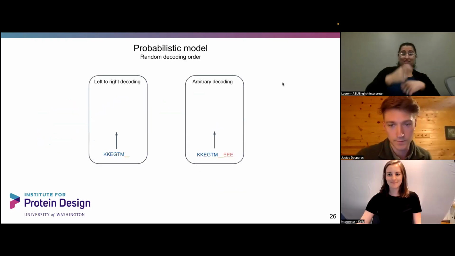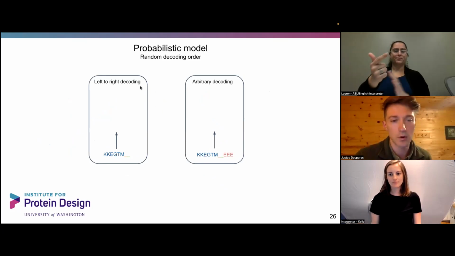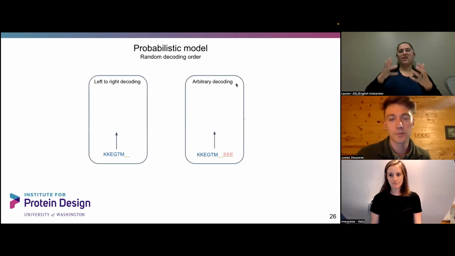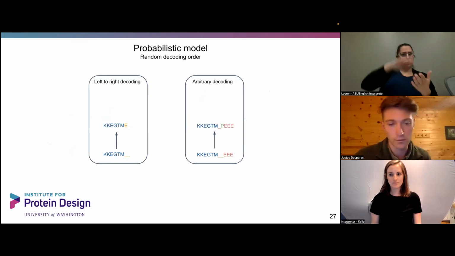So just comparing this to left-to-right decoding, which is more common in language translation, ProteinMPNN was using arbitrary decoding. So during training, a random decoding order was given, and the model had to learn all different decoding orders.